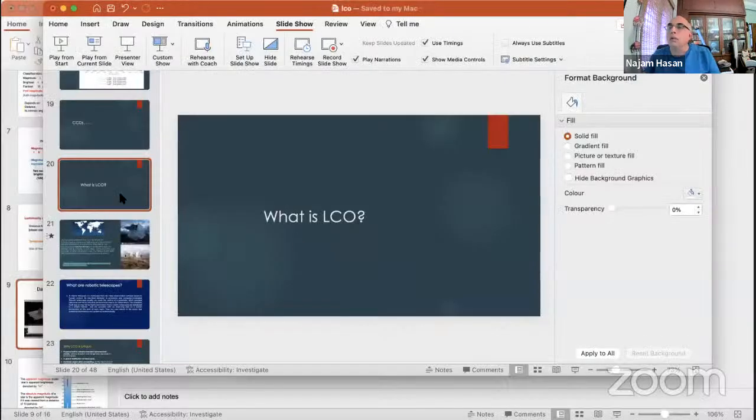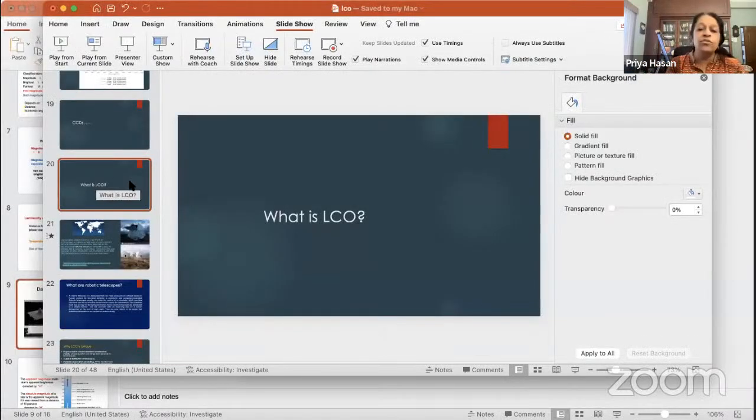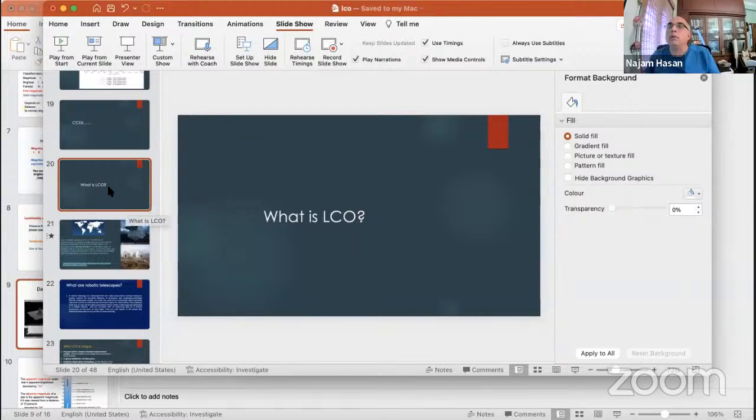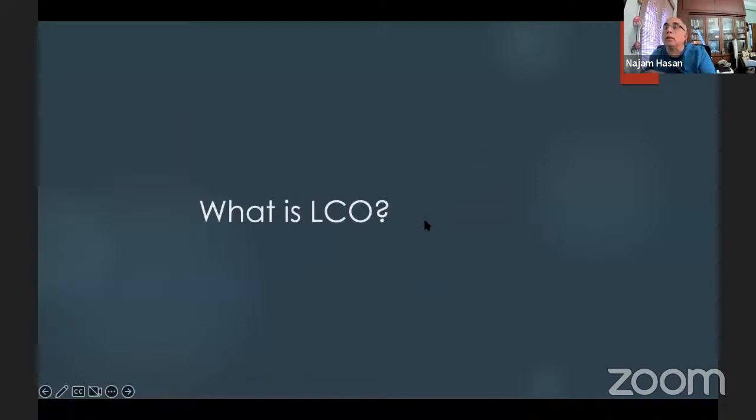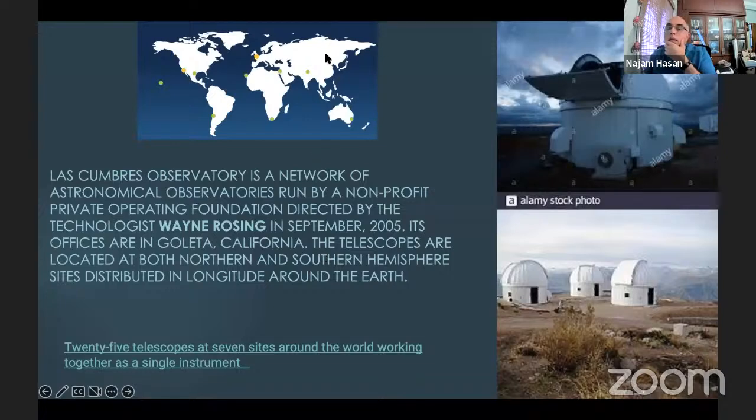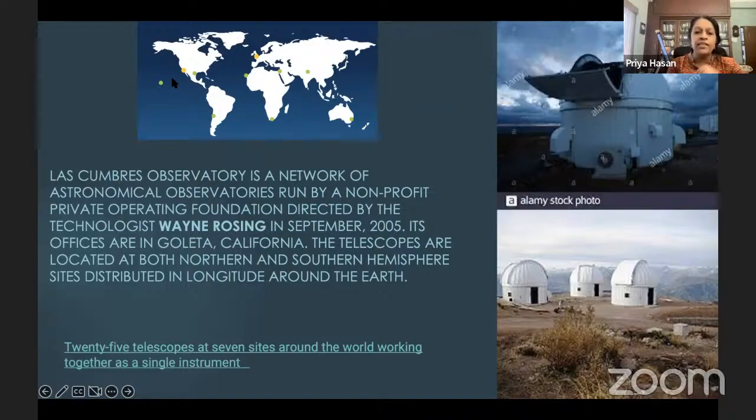Meanwhile, I'll start talking to you all about LCO. Okay, let's talk about LCO and then we'll get back to this. So let us talk about LCO, which is what we are going to talk about. And this is essentially the Las Cumbres Observatory, which, like I told you, is a series of 25 telescopes at 7 different locations.